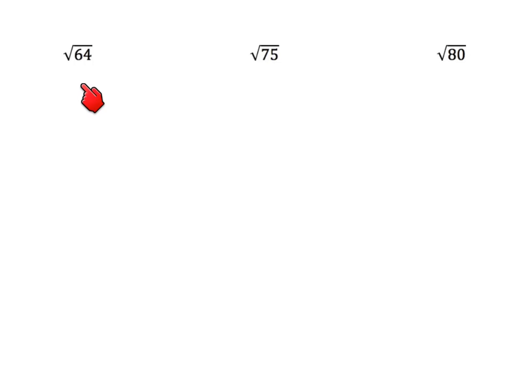All right, square root of 64 is really easy, 8, done. Square root of 75, not quite as easy. So what I'm going to do is break it down to a prime factorization. So 75 is 3 times 25. I can break 25 down further. I have 5 and 5.